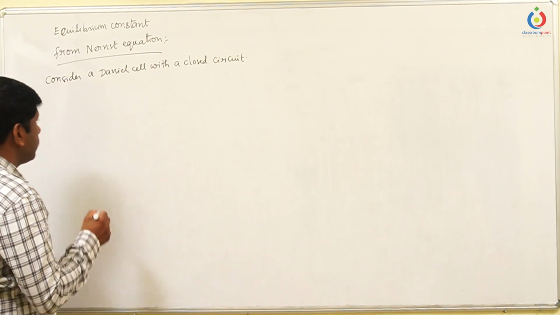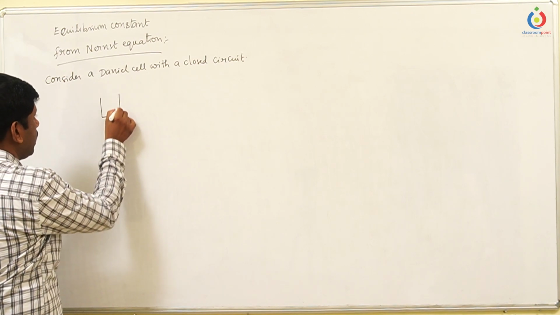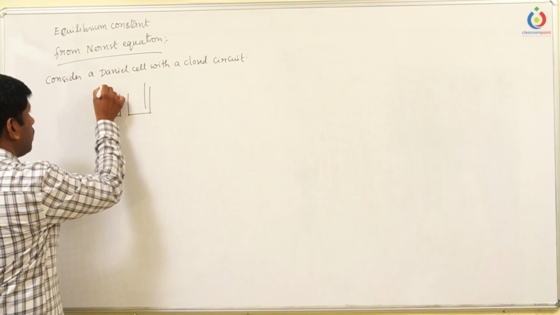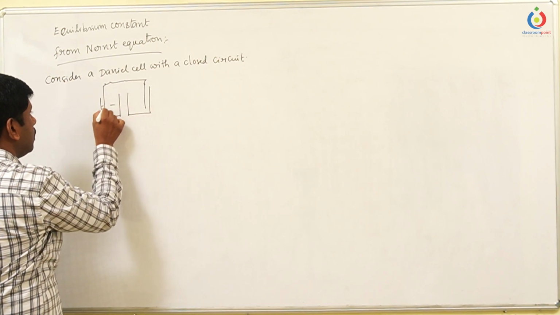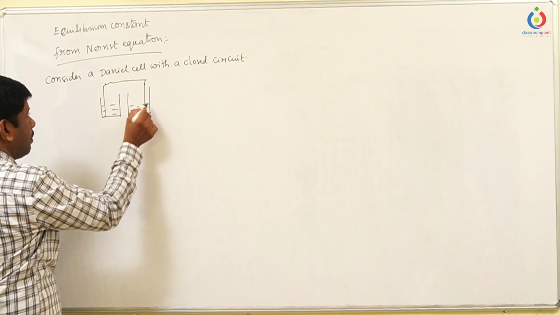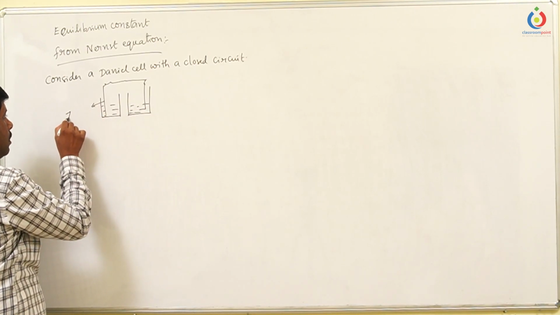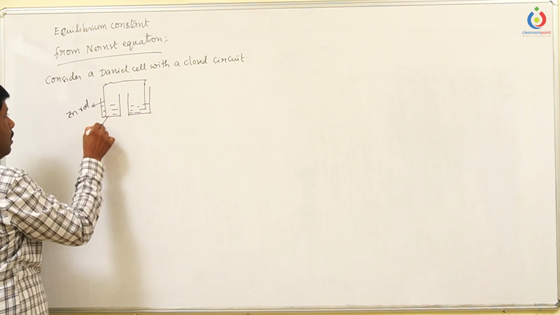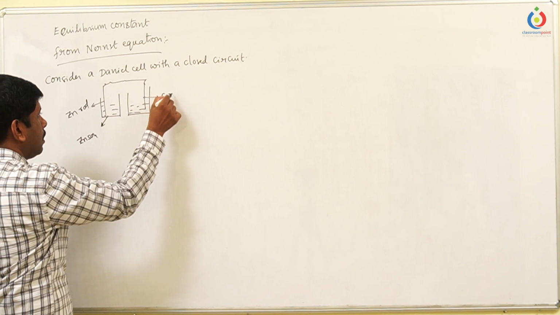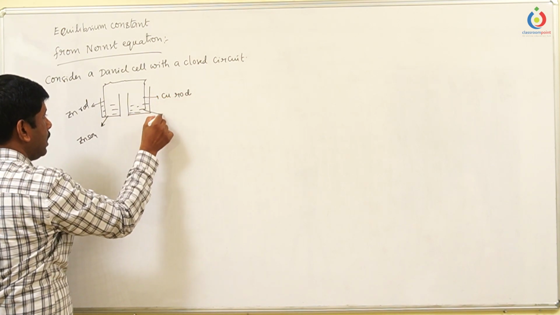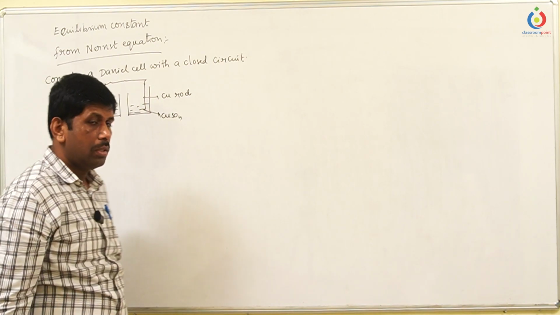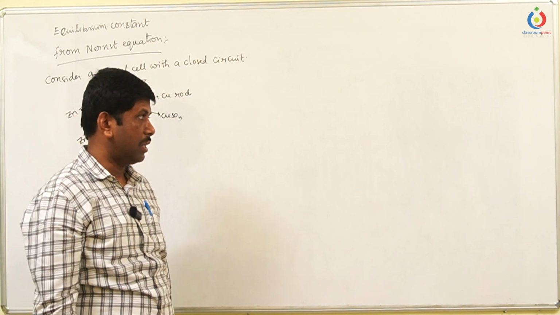So now let us see here. I'll take the rough diagram of the Daniell cell. See, imagine this type of electrodes are connected: zinc rod in zinc sulfate, copper rod in copper sulfate. This is the zinc rod, zinc sulfate solution. This is the copper rod in copper sulfate solution. So no salt bridge is present. So it is not the open circuit, it is a closed circuit.